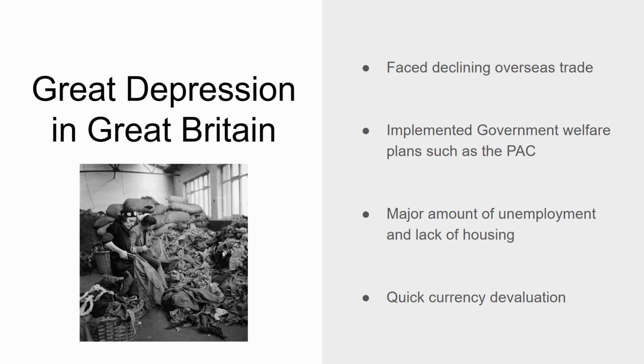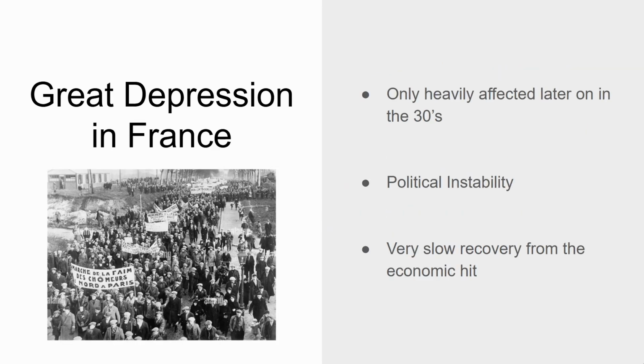They faced declining overseas trade. They also implemented government welfare plans, and there was a major amount of unemployment and lack of housing, as well as quick currency devaluation, which is just inflation. The Great Depression in France only affected it heavily after the 30s, and it also led to political instability, which led to a very slow recovery from the economic hit due to World War I.